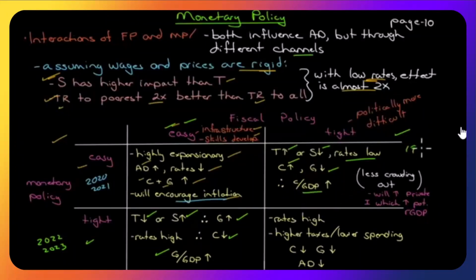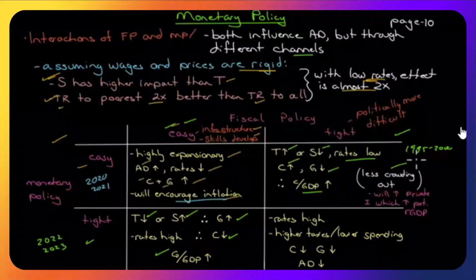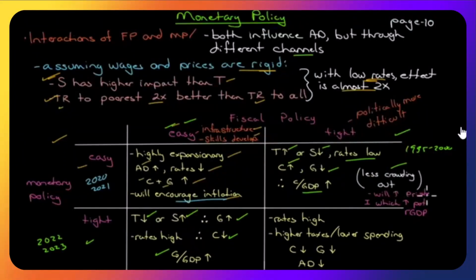This is 1995 to 2000 under Clinton, where the government actually had surpluses and was paying down debt. Think about that. They were running budget surpluses and paying down debt, and the economy roared. Because you have less government spending, they need to borrow less. There's less crowding out. So that increased private investment, which increases potential real GDP, and you had the whole internet boom at the end of the 90s.